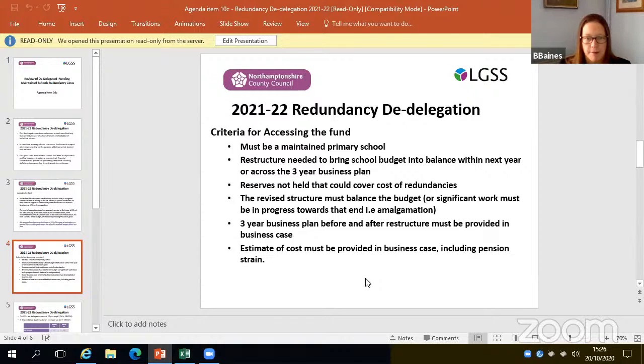The 3-year business plan before and after restructure must be provided in a business case, setting out the reasons and who's at risk, and that goes through HR, either their own HR or, if they pay to our NCC HR service, through them. The estimate of the cost must be provided in the business case, including an estimate of the pension strain, which they usually get from their HR providers. And quite often I receive business cases without any kind of cost implication in it, in terms of what they're expecting to receive from the dedelegation funding.